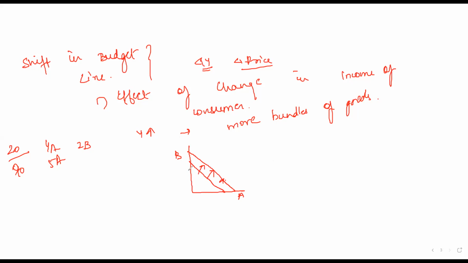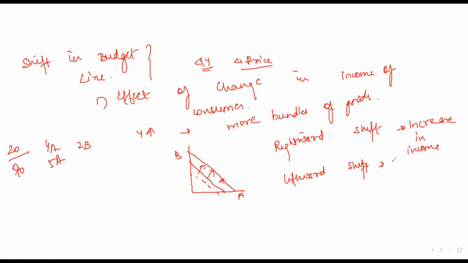And vice versa, if your income reduces, then it's going to shift leftwards, right? So the rightward shift is basically because of increase in income, and leftward shift is because of decrease in income. Clear? So does the budget line shift? Yes. Due to income? Yes. How? We have understood it.